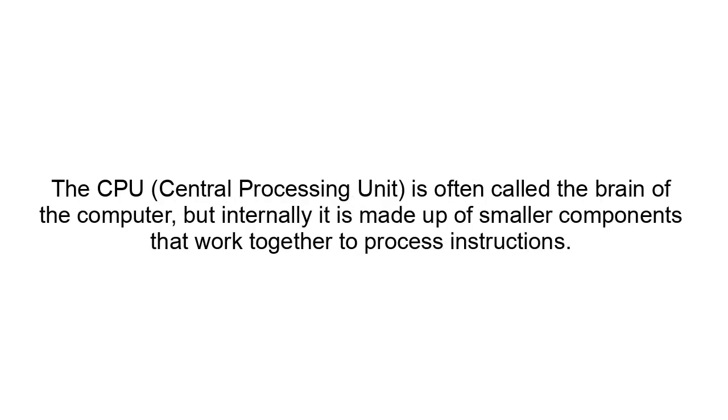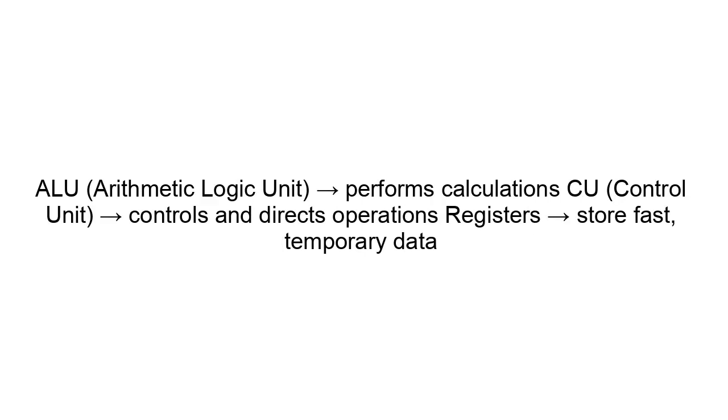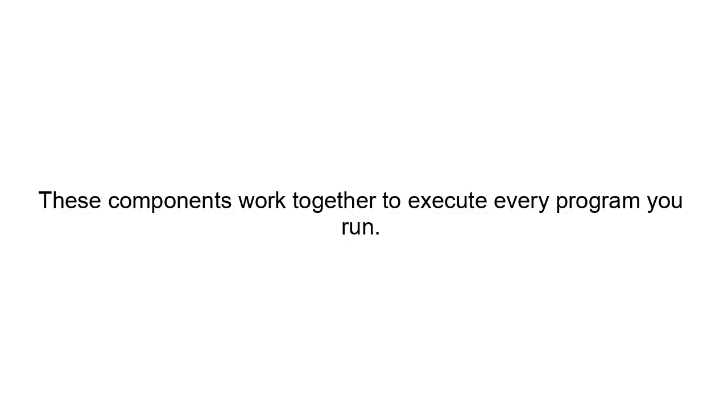Intermediate level introduction. The CPU, central processing unit, is often called the brain of the computer, but internally, it is made up of smaller components that work together to process instructions. At the intermediate level, understanding CPU architecture means learning about its core internal units. ALU, arithmetic logic unit, performs calculations. CU, control unit, controls and directs operations. Registers store fast, temporary data. These components work together to execute every program you run.